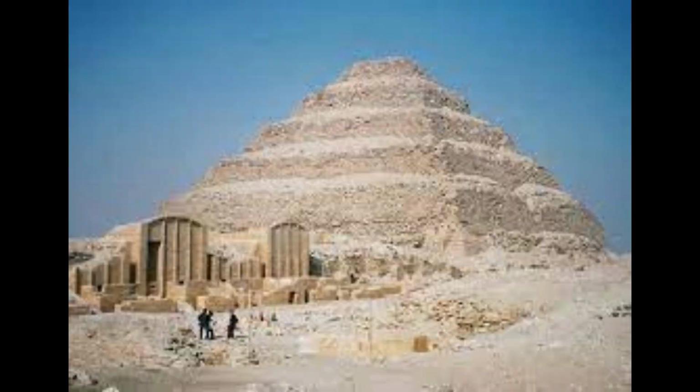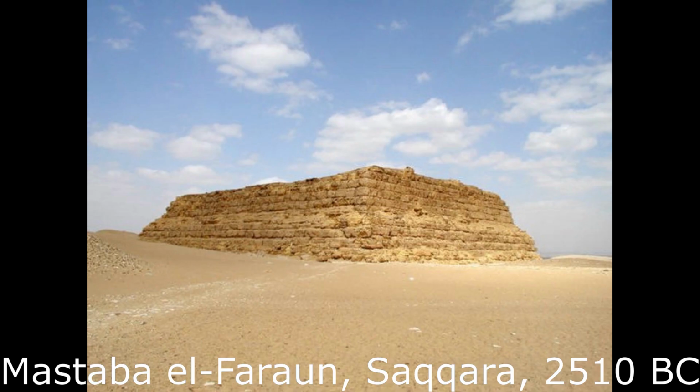Then, a bit later, the mastaba included what we call a serdab, and an offering chamber for the royal Egyptian tomb. Mastabas are actually for high-ranked people, for nobility, and we have an example of a mastaba: the mastaba of Pharaoh in Saqqara in 2510 BC.